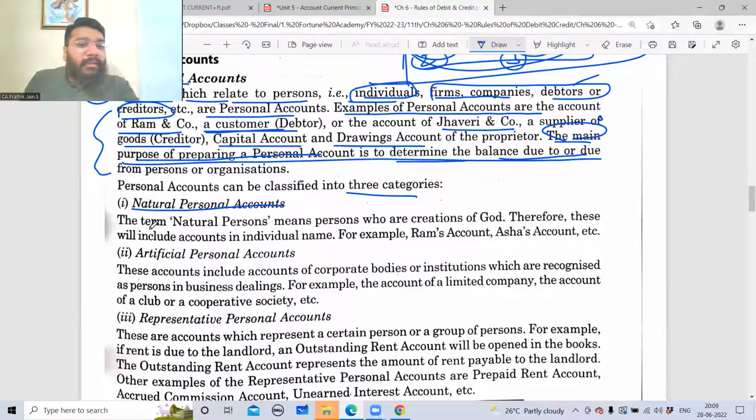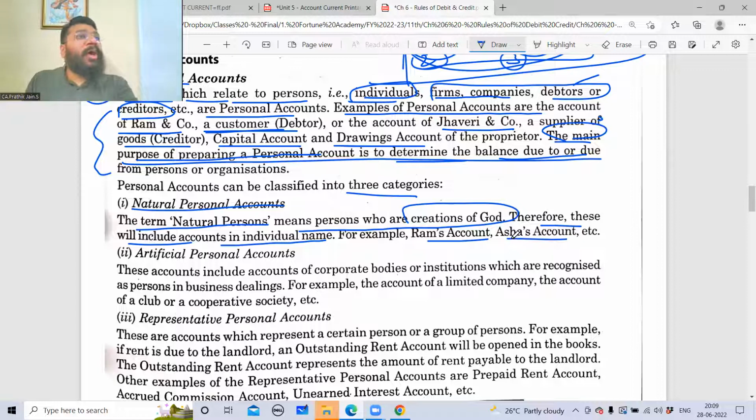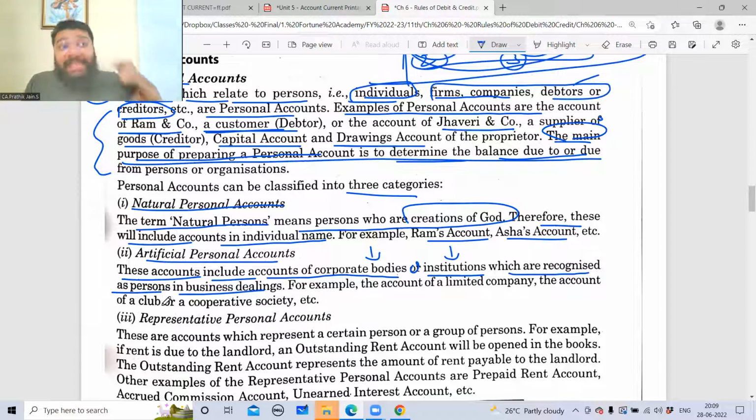We have three categories, guys. Natural personal account. The term natural person means creation of God. Therefore, the account will include all the individual names such as Ram account, Asha account, Sham account. All these are natural personal accounts. What is an artificial personal account? These accounts include accounts of corporate bodies or institutions which are recognized as a person in business dealings by law. Corporate body means companies, institutions. A bank is an institution which is recognized as a person. Who is recognizing these as a person? Law is recognizing.